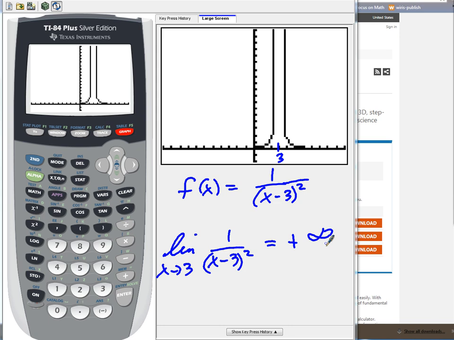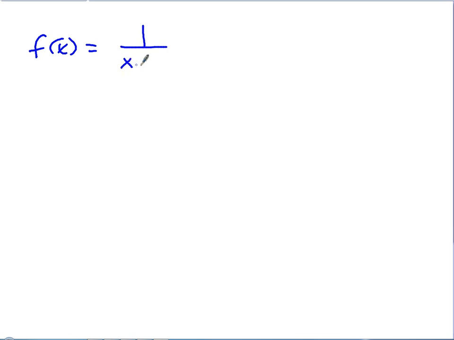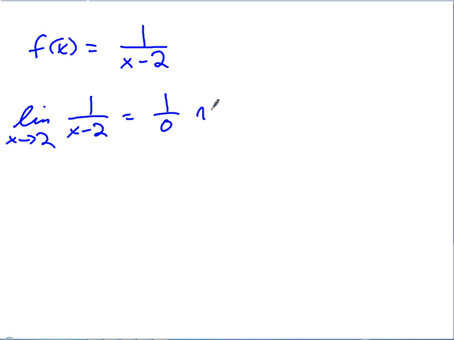Now, what if we don't have a graph? Is there a way that we could come up with the same answer, a little improvement over our no limit response, without the benefit of a graph? Okay, let's take a look here. See if we can do this. What if we were to take something like this guy? How about if we take the limit of 1 over x minus 2 as x approaches 2, that's going to give me my 1 over 0, which is a no limit.